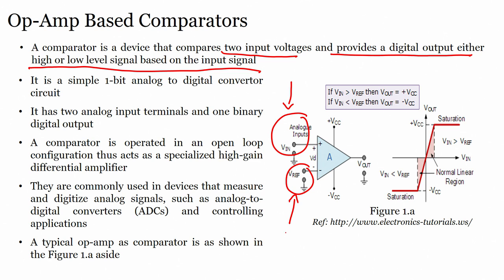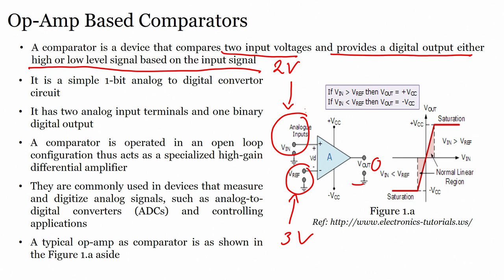Suppose I have kept the reference voltage as 3 volts. Now, if my input voltage is 2 volts, then my output would be 0, or we can also say minus VCC, it goes to the negative saturation region. So, we can say 0 or minus VCC.